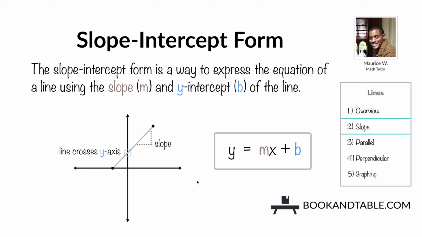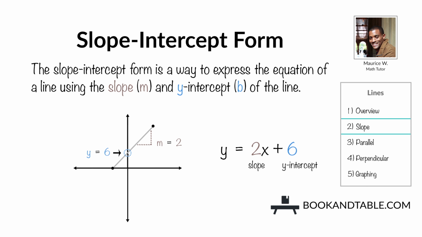The slope-intercept form is a way to express the equation of a line using the slope, m, and the y-intercept, b, of the line. So we just discussed the slope. The y-intercept is the point along the y-axis where the line crosses. So the equation of a line, slope-intercept form, has y on one side and the slope and y-intercept on the other. And it's given this general form, y is equal to mx plus b, m being the slope of the line, and b being where the line crosses the y-axis.